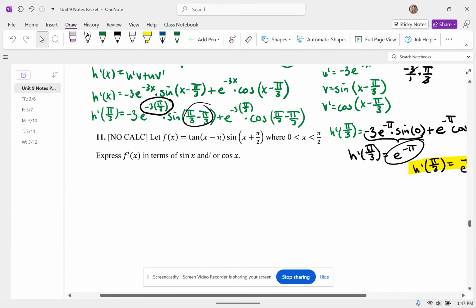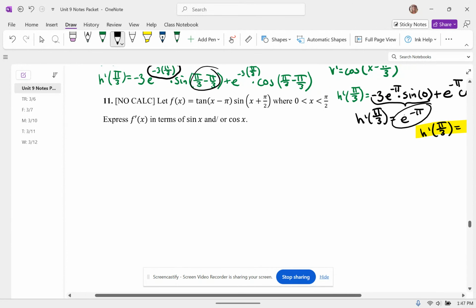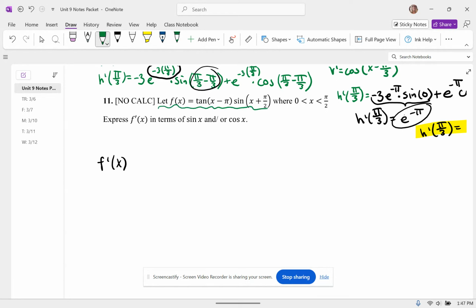Let f of x equal the tangent of x minus pi times the sine of x plus pi over 2 between 0 and pi over 2. Express f prime of x in terms of sine of x and or cosine of x. Okay, so we're just basically finding the derivative of this nasty little friend up here. So does the interval even matter? Because we have tangent, we're saying it's less than pi over 2, so we're not going to have to deal with asymptotes. I think that's the only reason why they bothered telling us that. But we're just expressing it in terms of sines and cosines, okay?